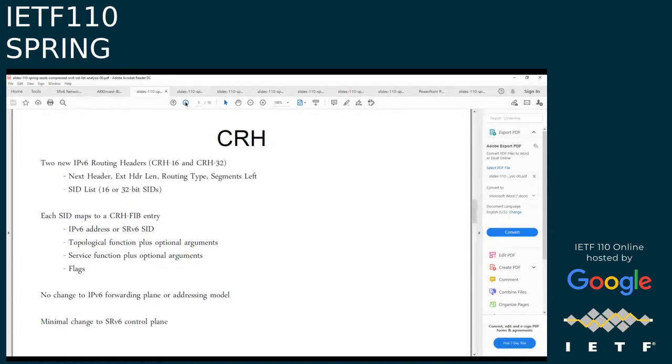Yeah, this page is a brief introduction for CRH. CRH defined 2 new IPv6 routing headers, CRH16 and CRH32. And each SID maps to a CRH FIB entry. There is no change to IPv6 forwarding plane or addressing model, and just a minimal change to SRv6 control plane. Next page.